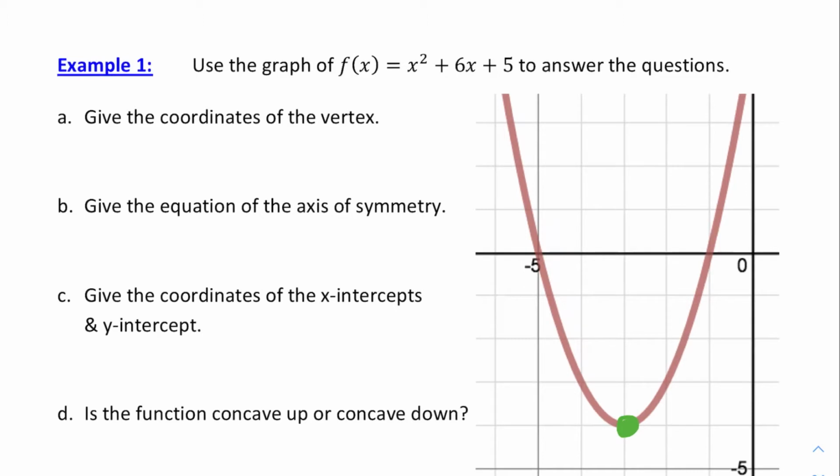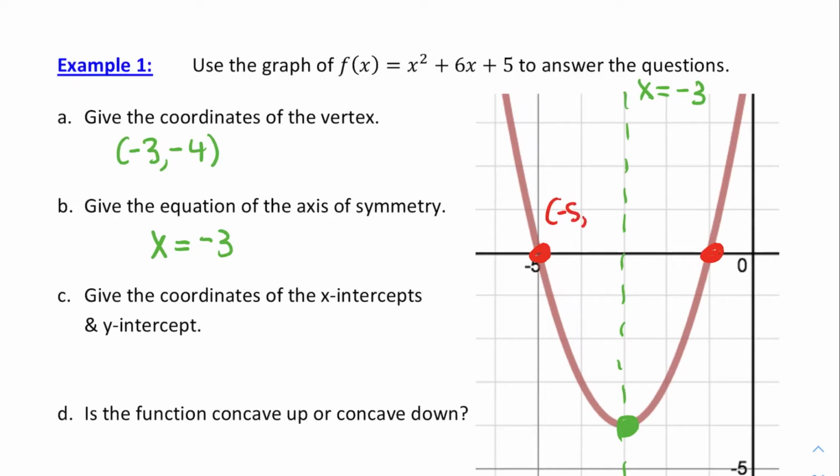First, we're supposed to give the coordinates of the vertex, which if you just look at the coordinates of that point that I drew there in green, it's at -3, -4. Your equation of your axis of symmetry, that's the vertical line that goes right through your vertex. So it should be x equals -3 because it consists of all the points with x values of -3. Your x-intercepts are where it crosses the x-axis, so those are at -5, 0 and -1, 0. The y-intercept's a little bit harder to find because we can't exactly see where it crosses the y-axis. I mean, it's sort of up there somewhere, but we don't know exactly.